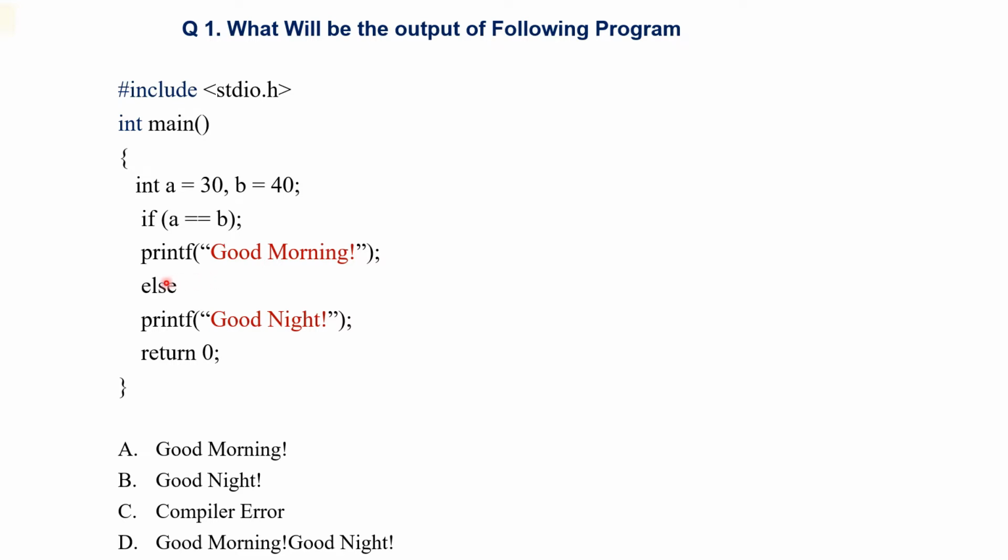So hence this statement will generate an error like misplaced else. So hence after executing this complete program, the compiler will generate an error. So hence the correct option for this program is option C, that is compiler error.